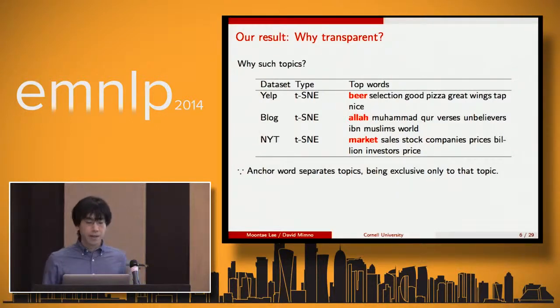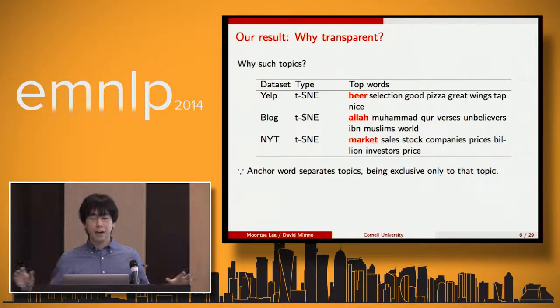Here we are illustrating three different topics from three different data sets. The first topic from Yelp is about beer, based on words like pizza, wings, tap. The second topic is about Islamic religion, based on words like Allah, Muhammad. And the third topic is clearly about the stock market. The anchor words are bold-faced in red. As you can see in this table, an anchor word separates topics and is exclusively dedicated to only that topic. This is the role of the anchor word, and it makes the inference process transparent.